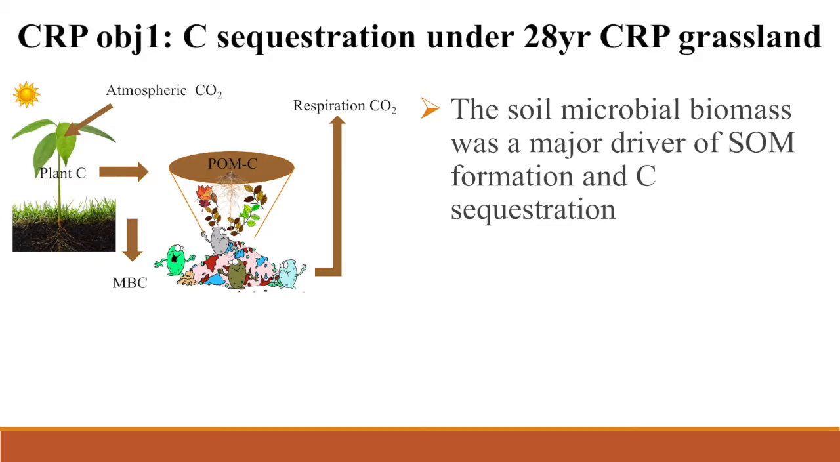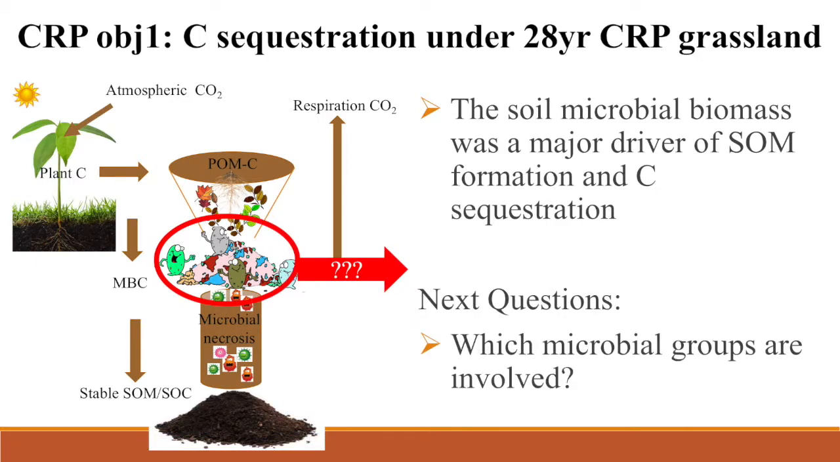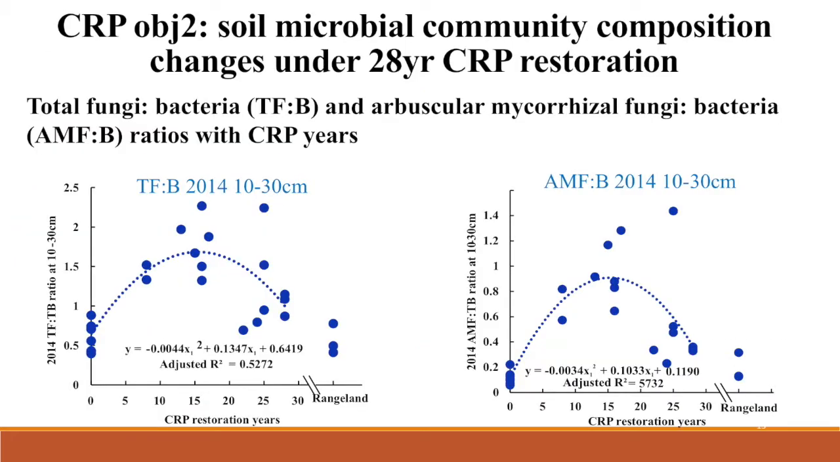So the next question we asked was which microbial groups are involved in this microbial decomposition process. We looked at the soil microbial community composition changes over the 28 years of CRP restoration. There's an interesting finding that the total fungi to bacteria ratio and the arbuscular mycorrhizal (AM) fungi to bacteria ratio have a bell shape along the CRP restoration years. Those ratios increased from the beginning to about 15 years and then declined afterwards.